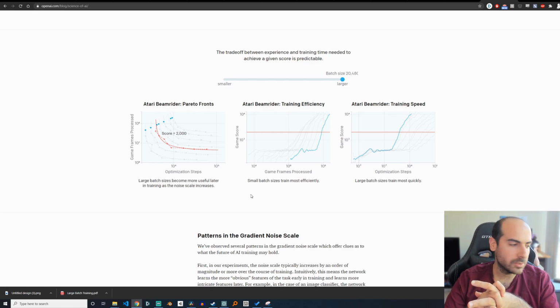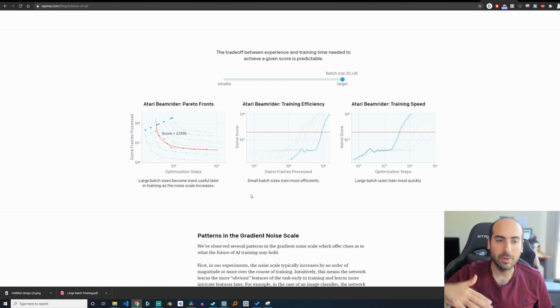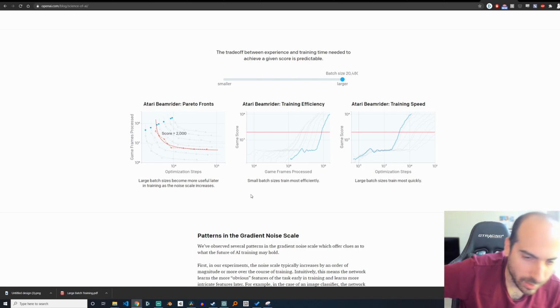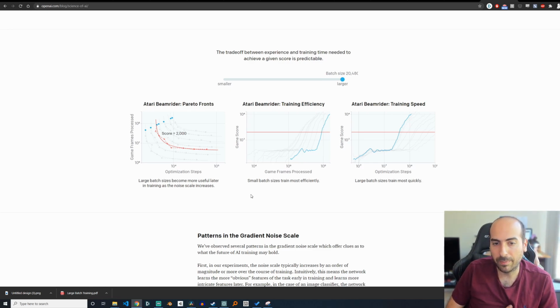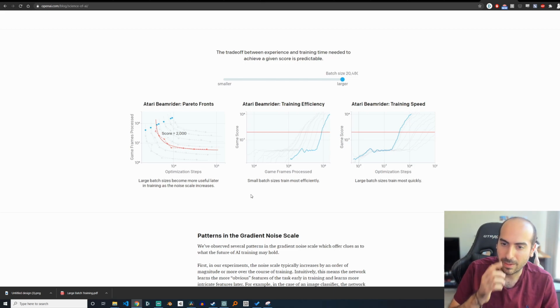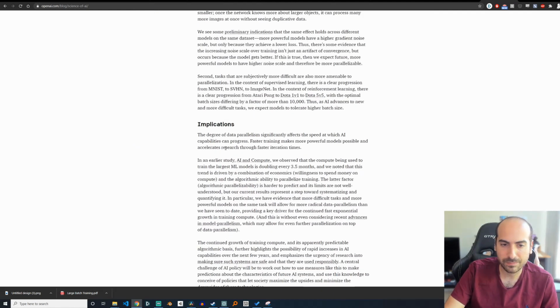So the idea here is that when it comes to the very end, you want to be making a few similar steps and you don't want your loss to change a lot. And so that's why larger batch sizes would make sense. And then small batch sizes train most efficiently. So as in if you want to go through your data as few times as possible, I would imagine batch size 1 is best. But then if you want to train fast, then large batch sizes are a lot better. And so this is very interesting.